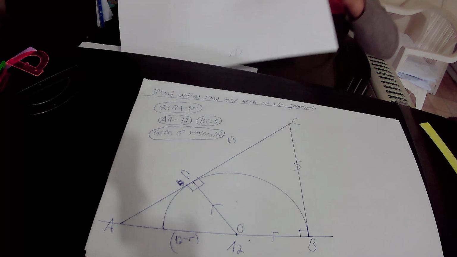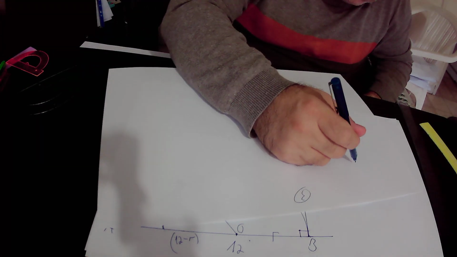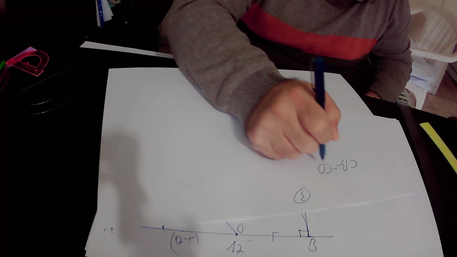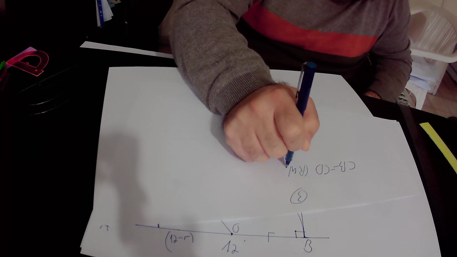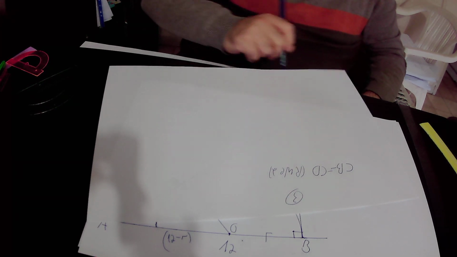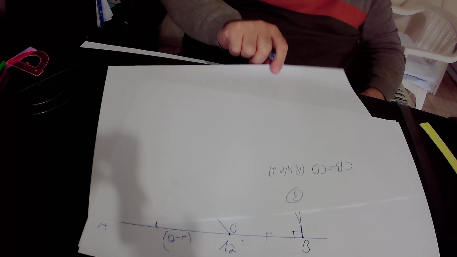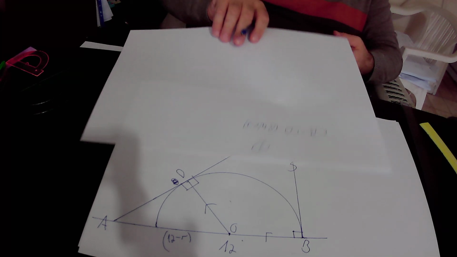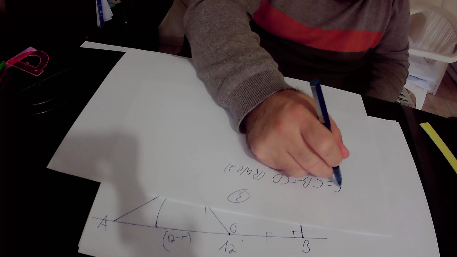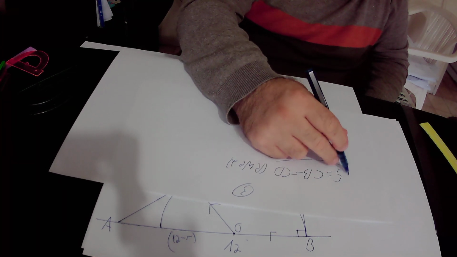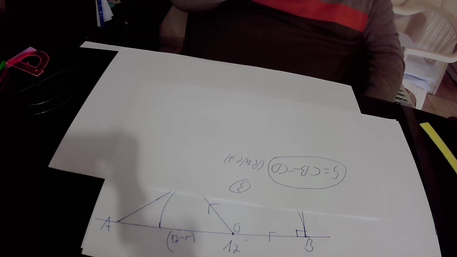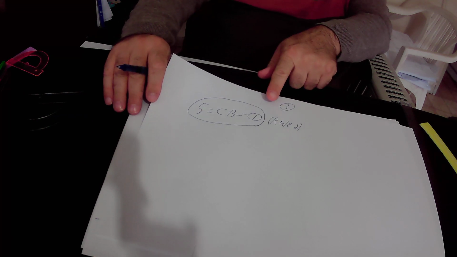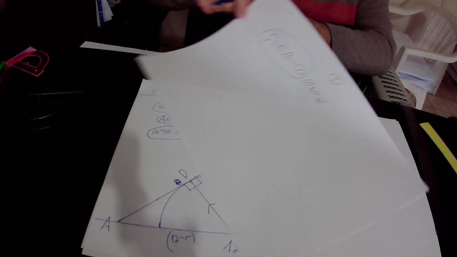Okay, according to the two tangents theorem, or rule number two, CB is equal to CD. But it is given in the question that CB equals 5 units. So we can write here that CB equals 5 units. And from this equation, we will conclude, we will derive that CD also equals 5 units. Okay, CD equals 5 units.